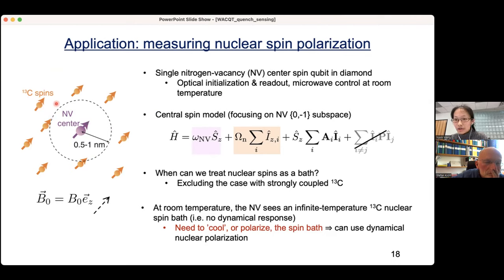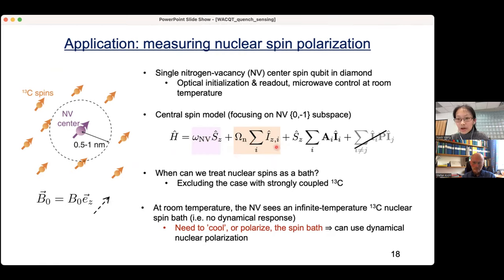So why are we interested in this system? Well, the biggest reason, which is also a practical one, is that the NV center provides a really robust quantum sensor. People have demonstrated initialization, readout and microwave control even at room temperature. So for this system, we can rewrite the total Hamiltonian in this form in the presence of an external magnetic field that is parallel to the NV axis, because of a large frequency separation between the NV transition frequency and the Larmor frequency of the nuclear spins.